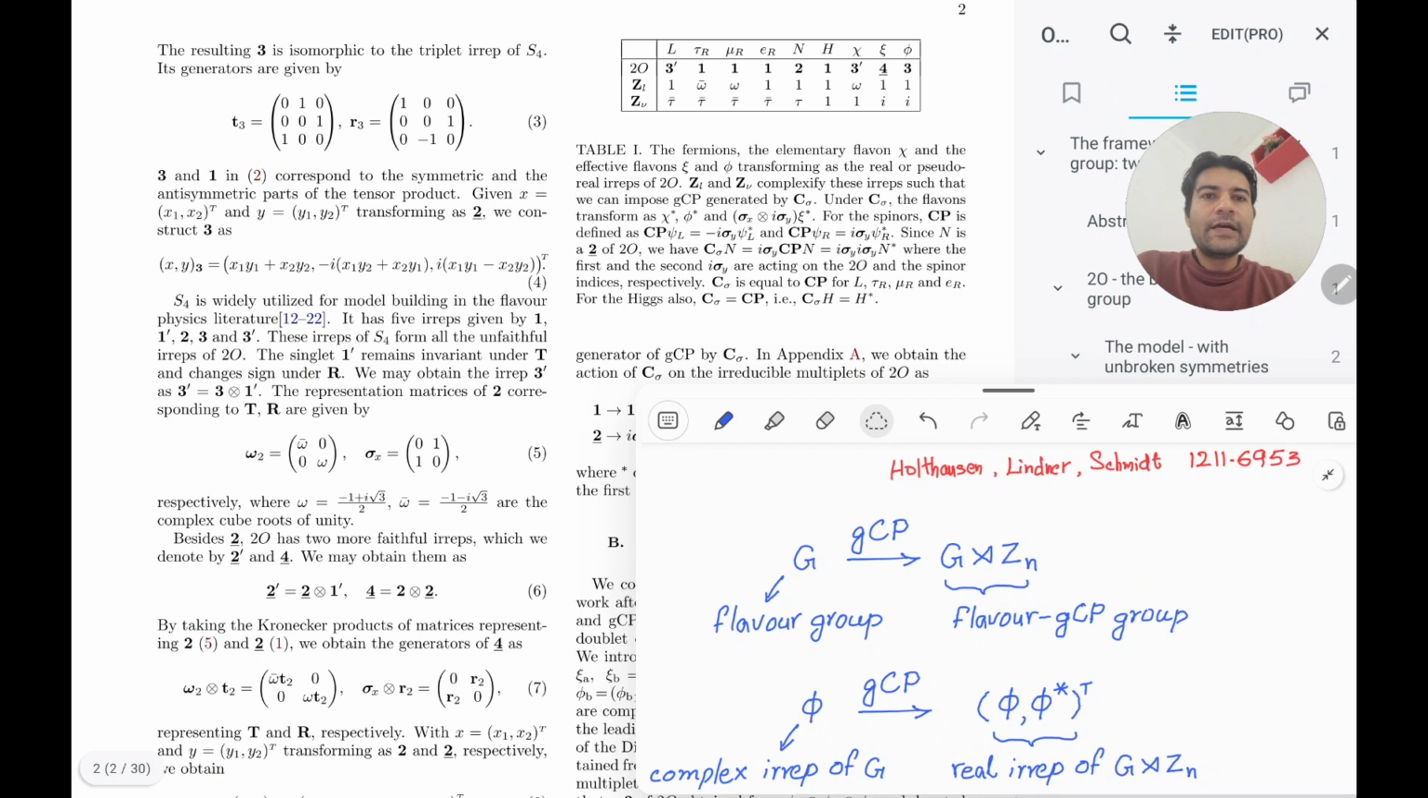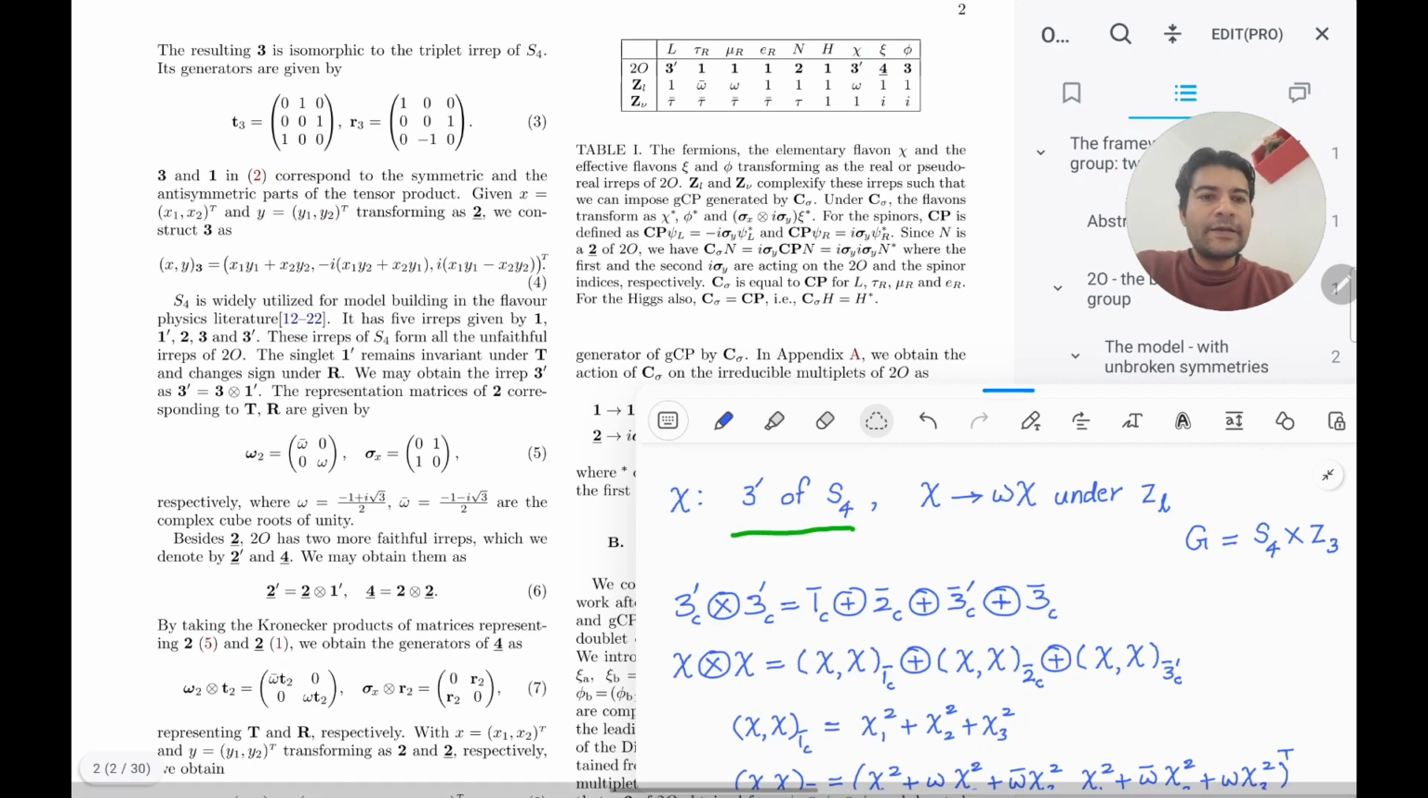Let me explain how I use this larger group in my construction. So consider the flavon chi in the paper, and this transforms as a 3' of S4.